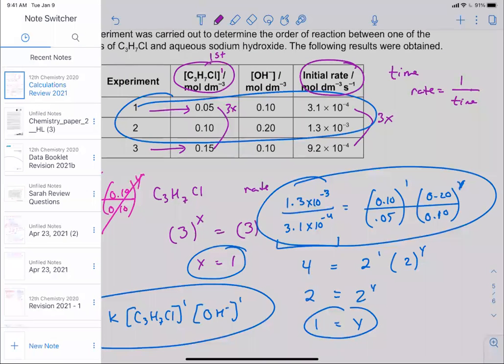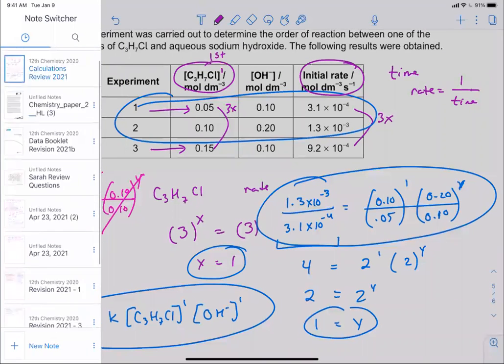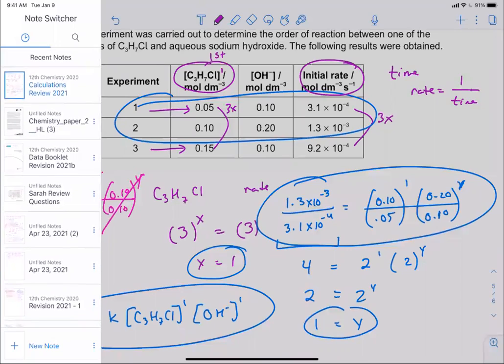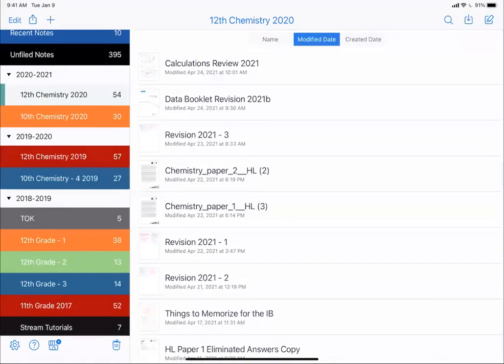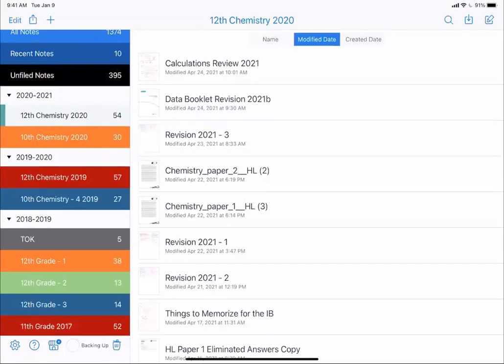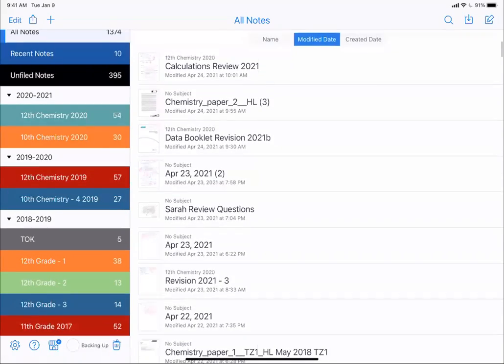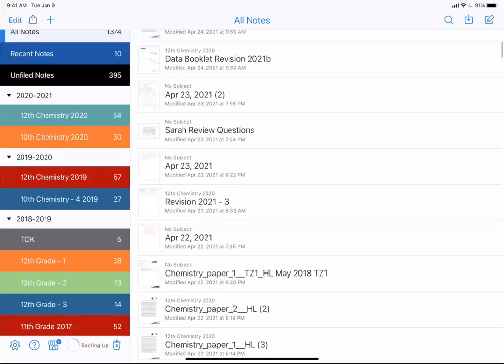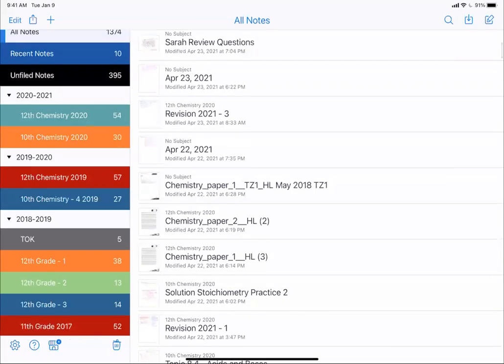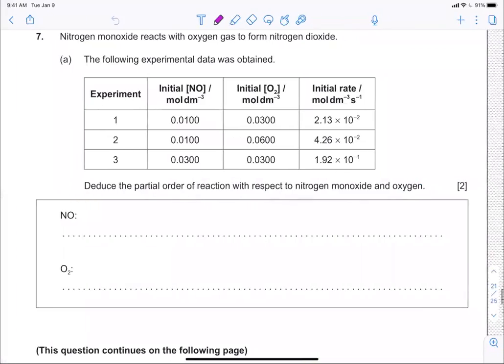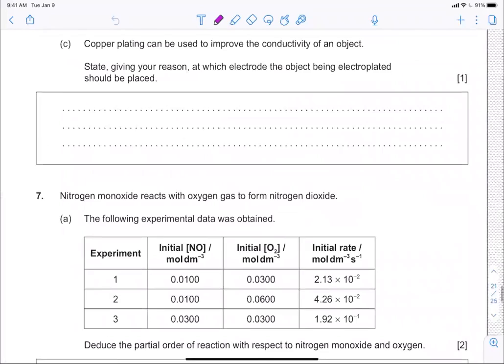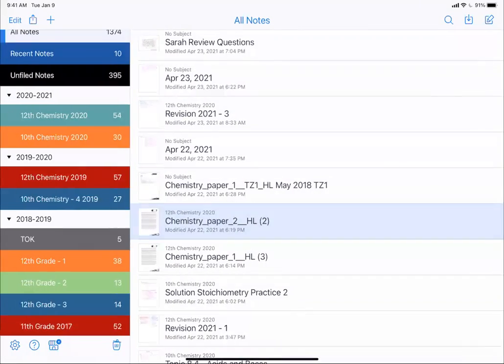I don't know if I have that question on here because I know someone asked about it. I saw this in a different paper too. No, it's not that one.